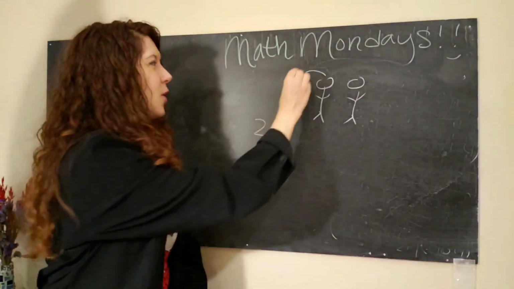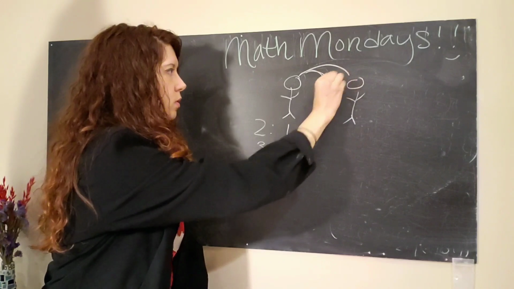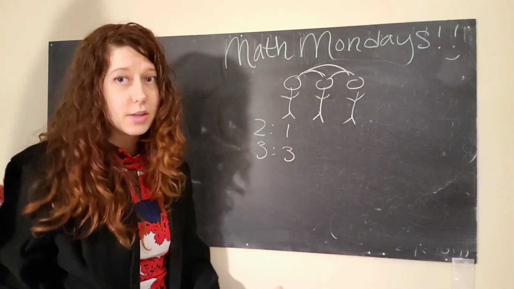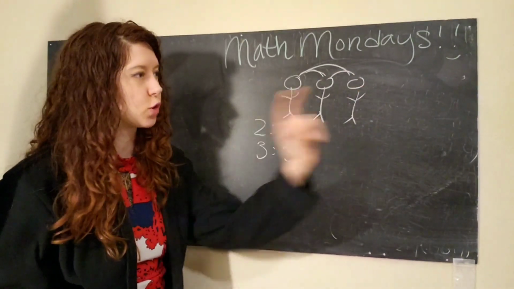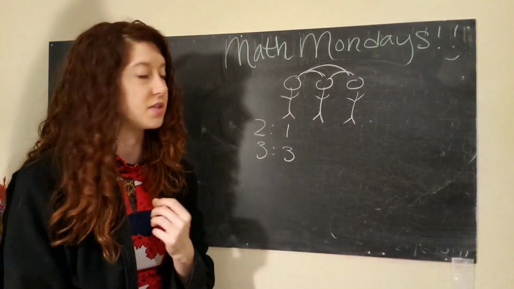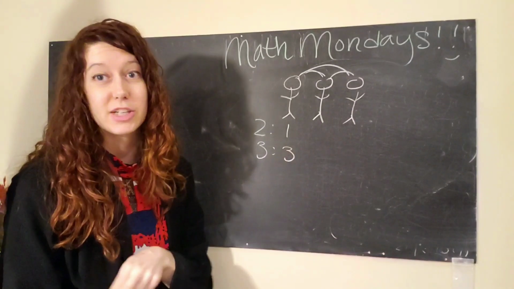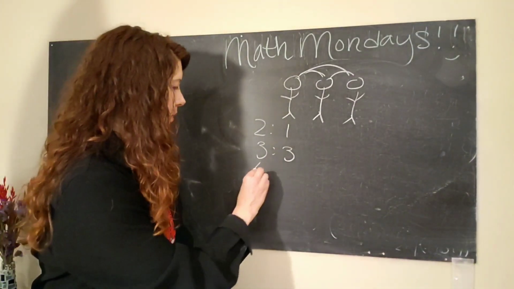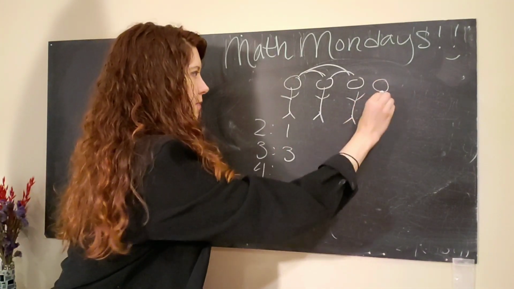Let's count them up. 1, 2, 3. Okay, so not too many comparisons. You ask your friend if they have the same birthday as you. You ask your other friend if they have the same birthday as you. And then your two friends get to ask each other. 3 comparisons. What about 4 folks?